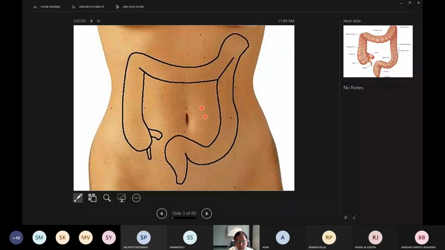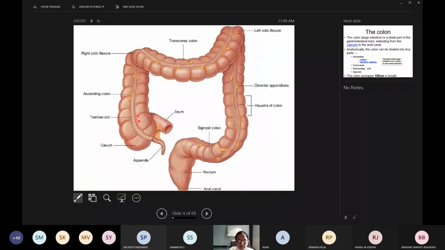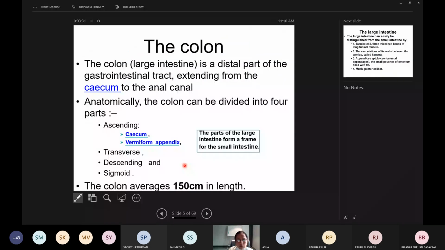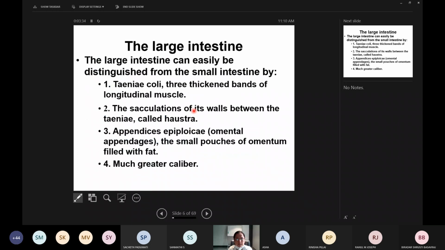So this is how your large intestine is situated. See, these are the parts. This is the appendix. This is the ileum, which opens into the cecum. This is the cecum. This is the ascending colon. This is the right colic flexure, the transverse colon, the left colic flexure, the descending colon, the sigmoid colon. Then the rectum and the anal canal. So these are the parts of the colon, which we have already discussed.